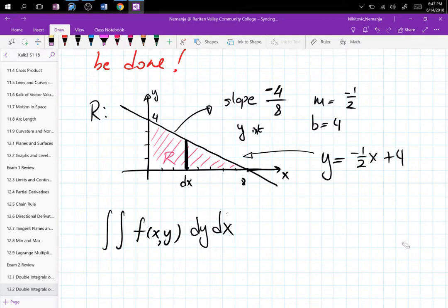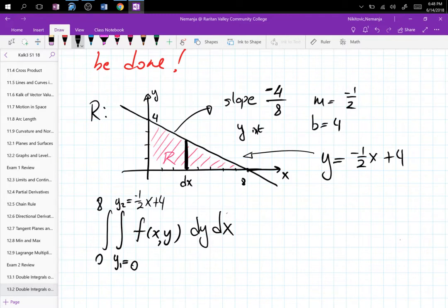Then we match the limits. Observe that x goes from 0 to 8. And then my inner limits are y1 equal to something and y2 equal to something. Now that is the subtraction top function minus bottom function, which means the top function goes in the upper limit and the bottom function goes into the lower limit. So this is 0 and then negative 1/2 x plus 4.